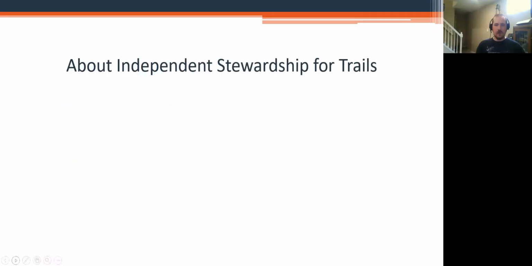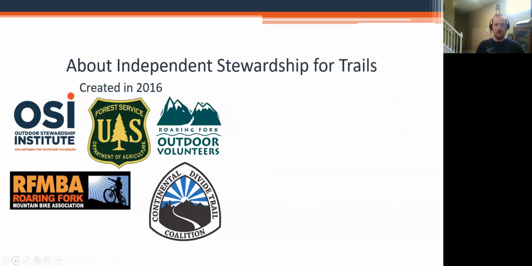So just real quick, an overview about the course. It was created in 2016. Initially there were 4 groups working on the initial manual: VOC and the Outdoor Stewardship Institute, some representatives from the Forest Service, Roaring Fork Outdoor Volunteers, and Roaring Fork Mountain Bike Association. Shortly after that, we worked with the Continental Divide Trail Coalition to create a CDT adopter manual based on that content, but with more content specific to their needs.